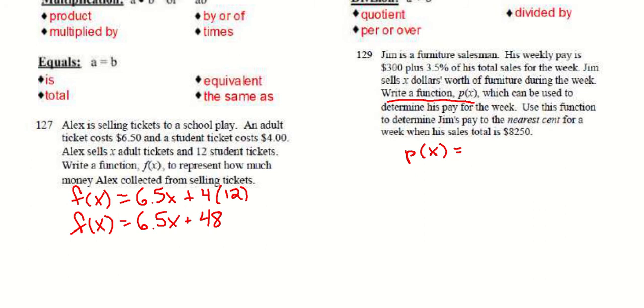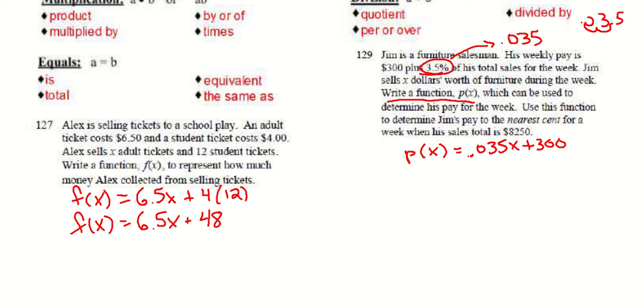That's the b. And 3.5% of his total sales, as a percent, we need this as a decimal. So remember, we divide by 100 or move it 2 spots to the left. So it's 3.5, and then we move 2 spots over to the left. So we need a 0 there, and there's the 0.035. And then it's times x. So 0.035x plus 300, okay? And that's how I can determine my pay for the week.